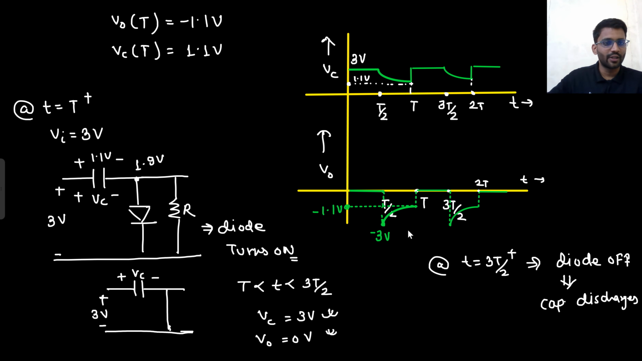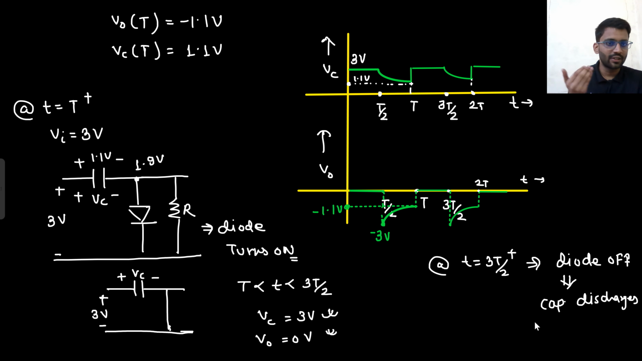Then again the input comes. So what will happen? Again the diode is turned on. Now there will be no exponential charging. There will be instantaneous charging because of the infinite current. So again it is 3 volt. Then again it is discharged. So the waveform is periodic.